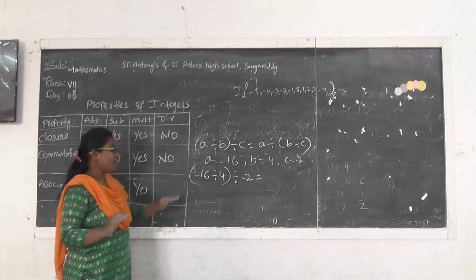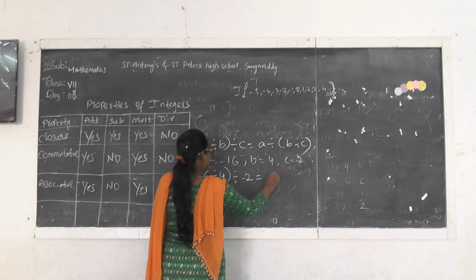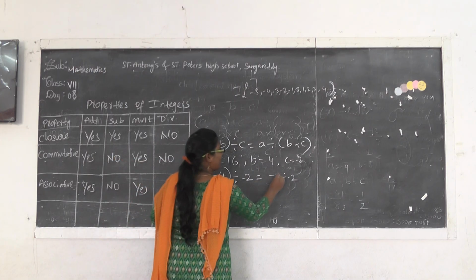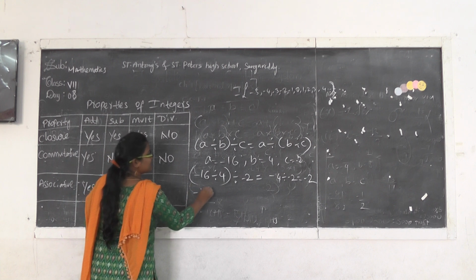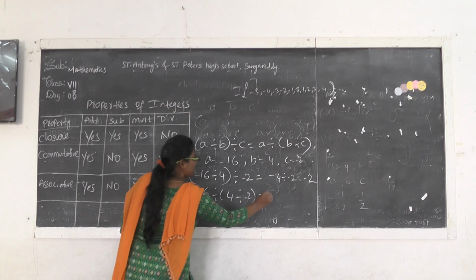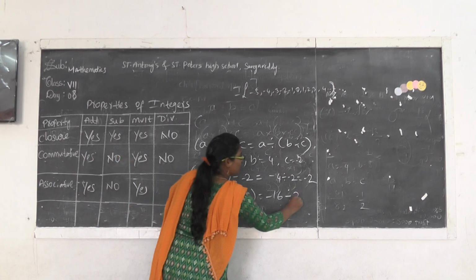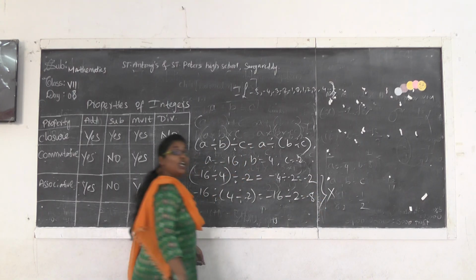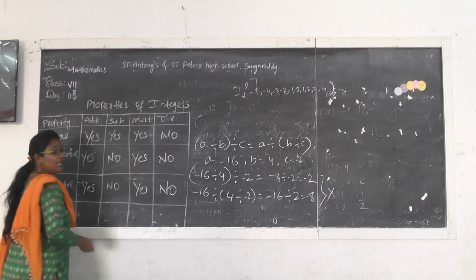To understand better, first I am solving only the LHS side. Minus 16 divided by 4 is nothing but minus 4, divided by minus 2. The result is 2. Next, A value minus 16 divided by (4 divided by minus 2). 4 divided by minus 2 gives minus 2. Minus 16 divided by minus 2 gives 8. So here LHS and RHS are not the same, so the associative property does not satisfy under division.